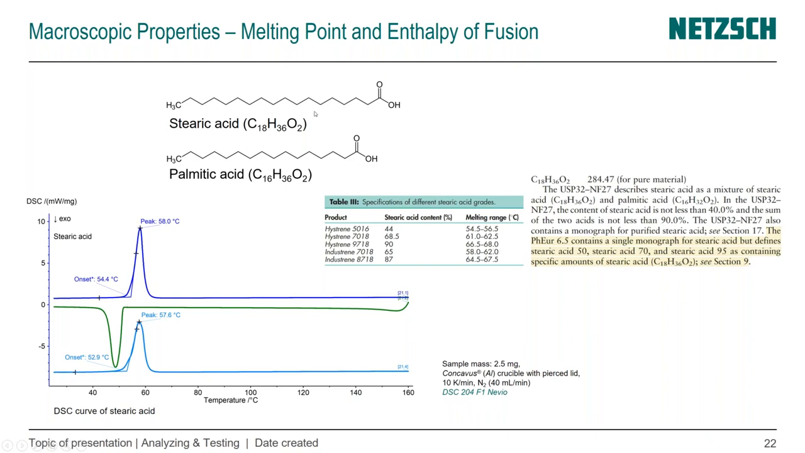That's because the molecules can interact and create an orientation easier when they are more similar to each other. And in this case, obviously, we are talking about this stearic acid 50 with the melting range of 54 until 56.